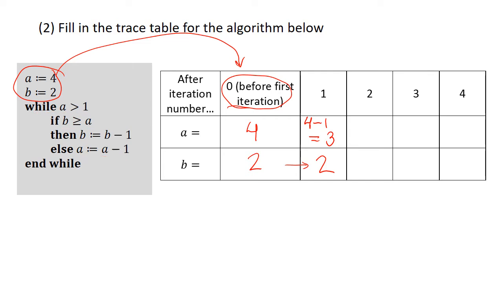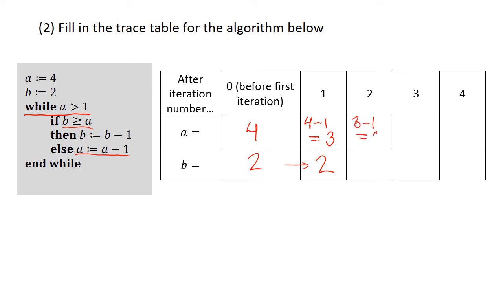So now let's go back through and check the while condition again. A is still greater than 1 because A is 3, so that is true. So we will do the loop. And then we check the if condition again. So is B greater than or equal to A? That is false because B is 2 and A is 3. So again, we're going to do the else. So the else tells us to redefine A to be 3 minus 1, which is 2. Okay, and then once again, nothing happens to B, so B just gets copied over.